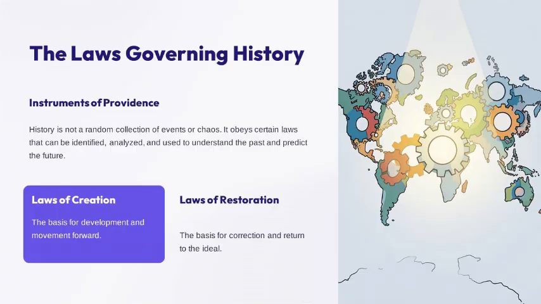In our course, we distinguish two types of such laws. The first type, laws of creation. These are laws of development. They explain how progress happens, how societies move forward, how new ideas and civilizations emerge. The second type, laws of restoration. These are laws of correction. They explain why history repeats itself, why crises occur, and how humanity returns to lost ideals.